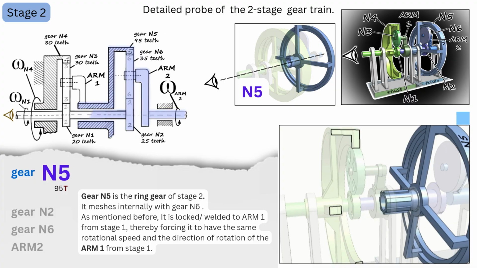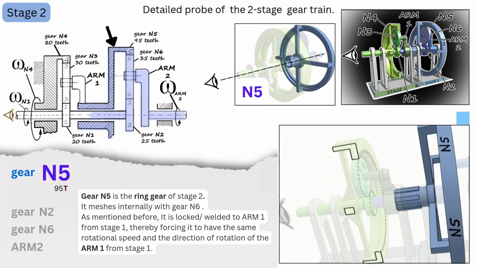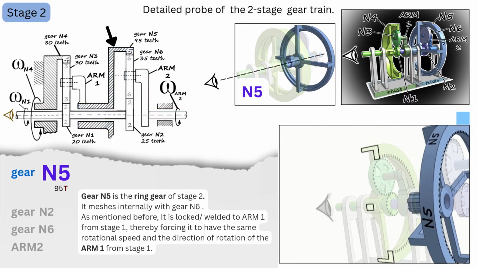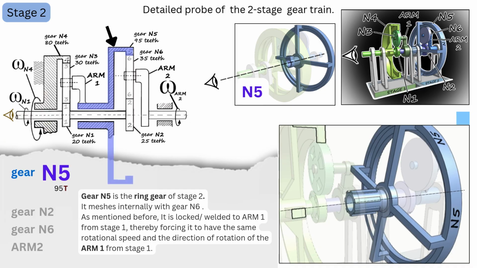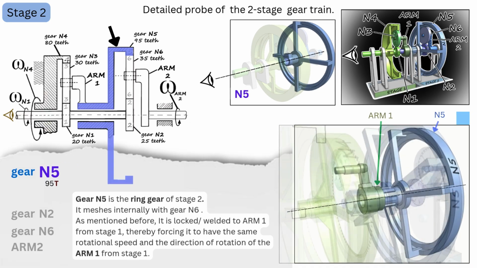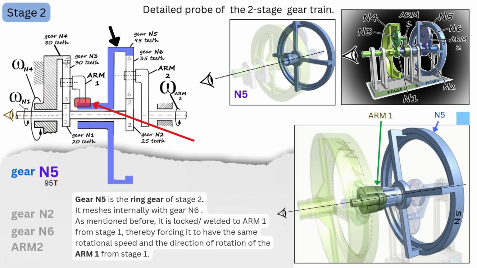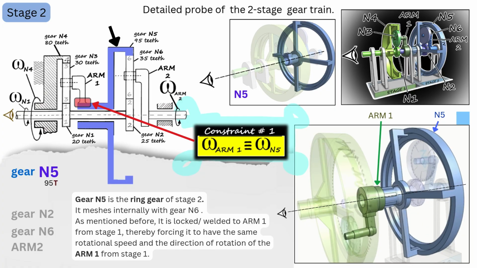Gear N5 is the ring gear of stage 2. It meshes internally with gear N6. As mentioned before, it is welded to ARM1 from stage 1, thereby forcing it to have the same rotational speed and the direction of rotation of the ARM1.